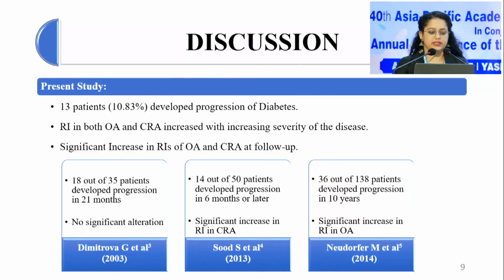So we have seen similar articles in the literature. Dimitrova had also studied 18 patients for 21 months, but he could not establish any significant alteration. But we have seen a significant increase in the resistivity index in the central retinal artery in a study conducted by Sood et al. And there is only one long-term study in this field, conducted by Neudorfer M, where he has seen a significant increase in the RI in the ophthalmic artery.